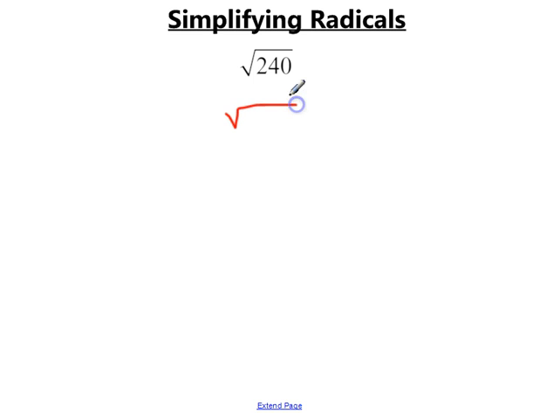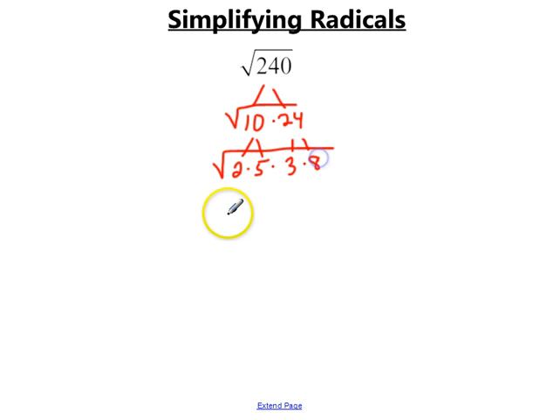So we want to break this down into the factors that we have. So think about how we can divide 240. Since it ends in a 0, you know that it's divisible by 10. So 240 divided by 10 equals 24. Now these are our two factors. We can keep breaking them down. 10 is equal to 2 times 5. 24 is equal to 3 times 8.